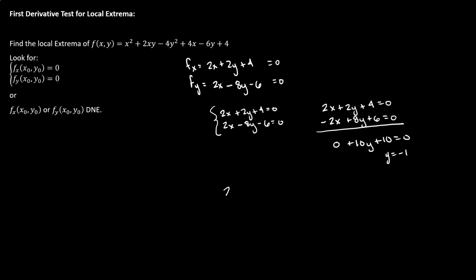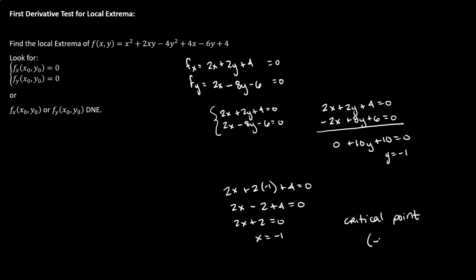From the first equation, we would have 2x plus 2 times -1 plus 4 equals 0, or 2x minus 2 plus 4 equals 0, or 2x plus 2 equals 0, or rather, x equals -1. So we were able to find a critical point at -1, -1.